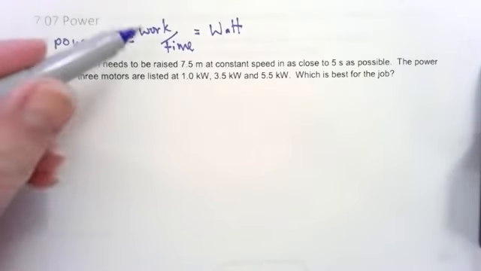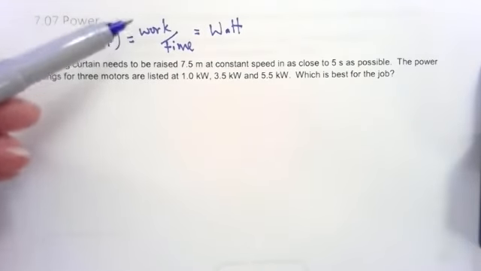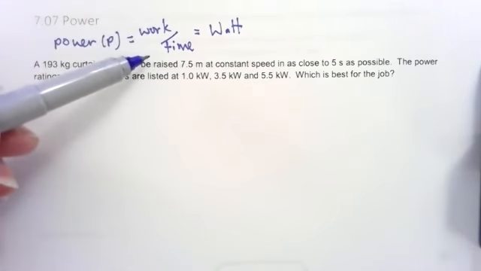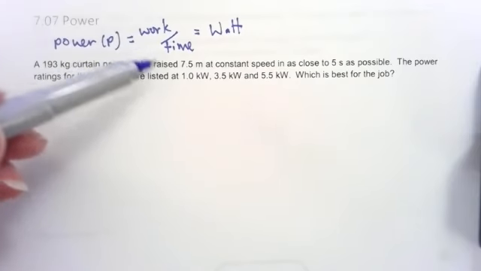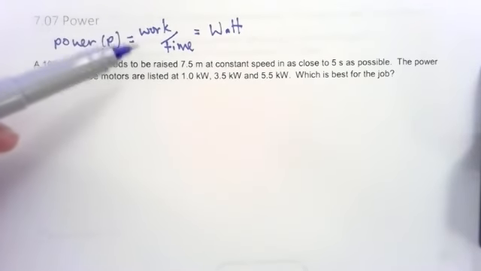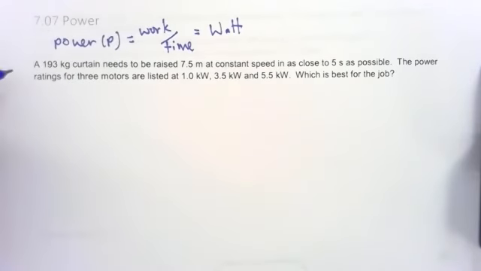If we wanted to, we could find out that if we took a kilogram meter squared per second squared and divided that by time, that's going to flip. So that would be a kilogram meter squared over second cubed. Let's look at a sample problem. A 193 kilogram curtain needs to be raised 7.5 meters at constant speed and as close to 5 seconds as possible. The power ratings for 3 motors are listed at 1 kilowatt, 3.5 kilowatts, and 5.5 kilowatts. Which one is the best for the job?